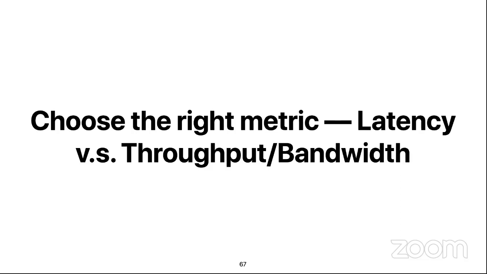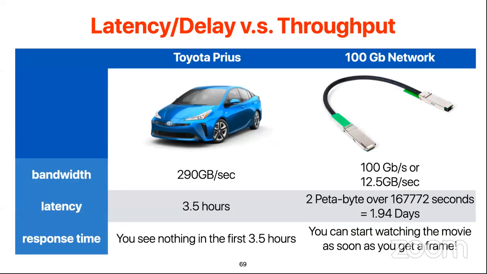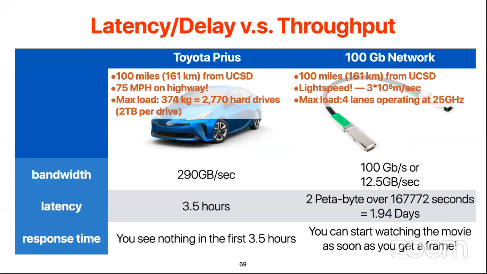And another thing that people would always get confused about is latency versus bandwidth. So latency is the amount of time to finish an operation. So access time, response time per operation, that's the latency. Throughput is the amount of work that can be done within a given period of time. So when you see bandwidth, IOPS, T-flops, they are all about throughput. However, this graph should give you a very good idea about the difference between bandwidth and latency.